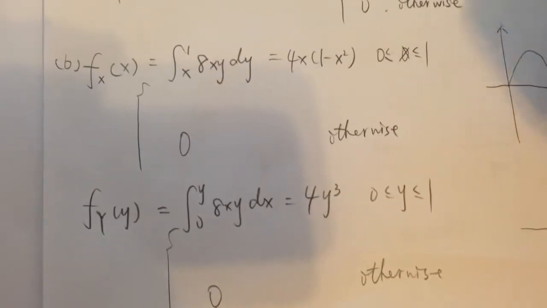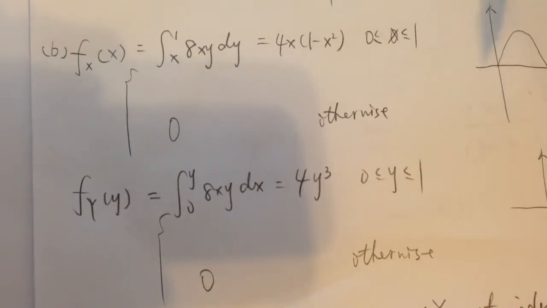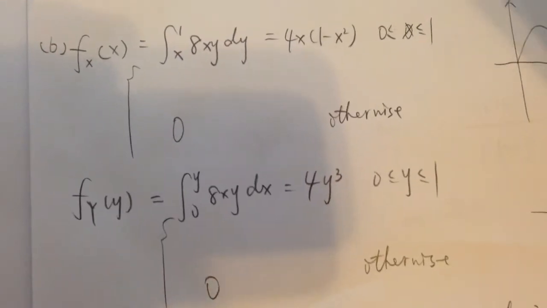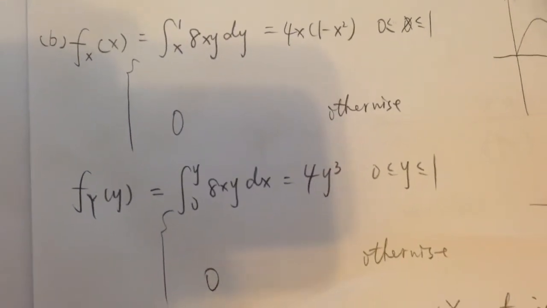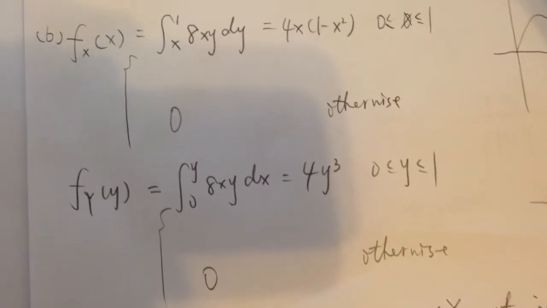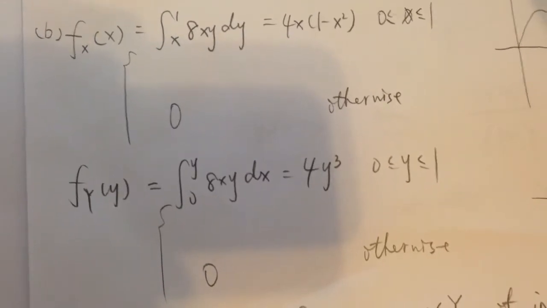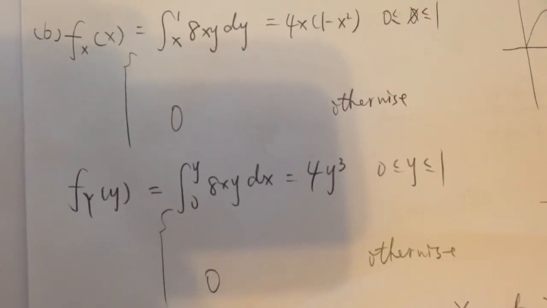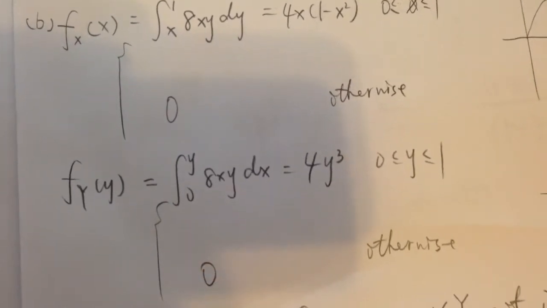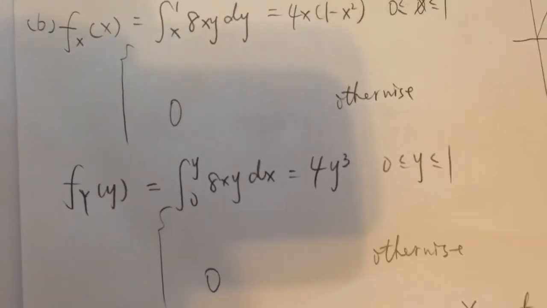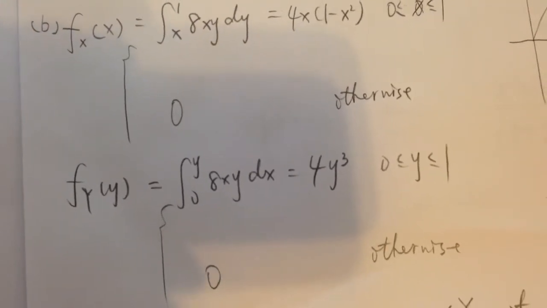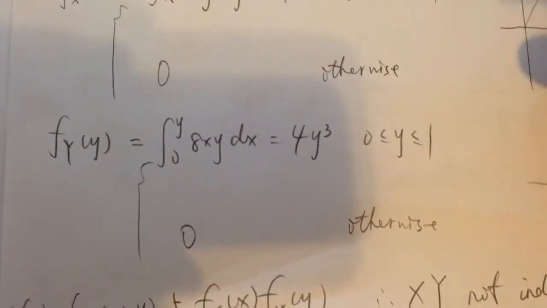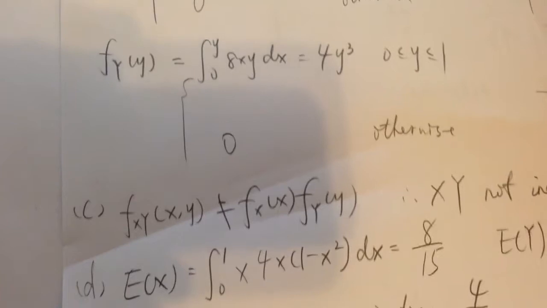So here is f_X(x). And similarly, f_Y(y) is the integral of f_XY(x, y) where we integrate over x. When x is from 0 to y, we get the answer 4y to the 3. So here we get the second answer.